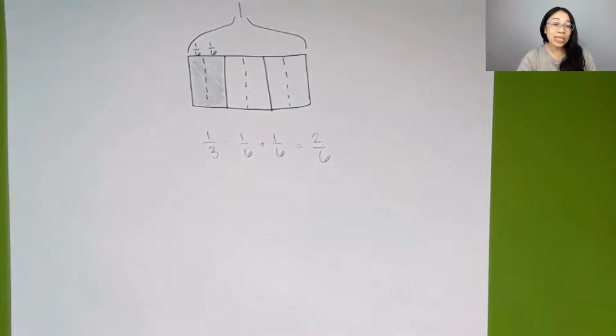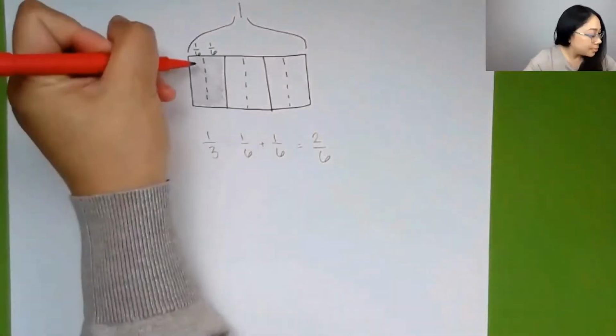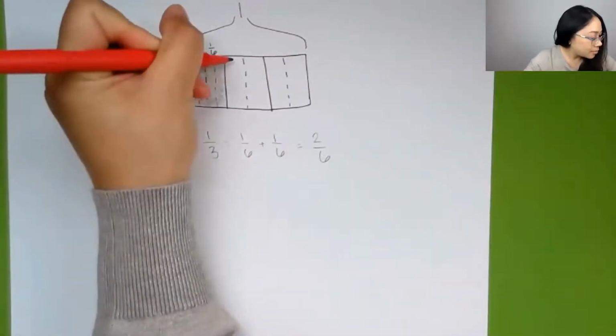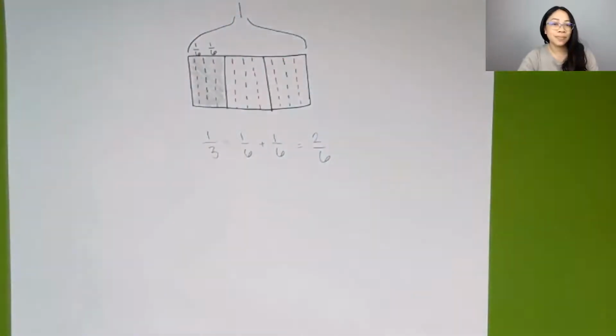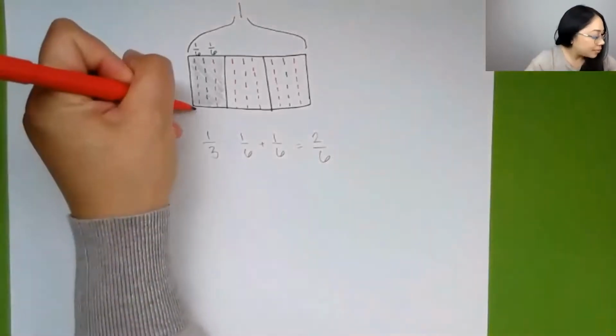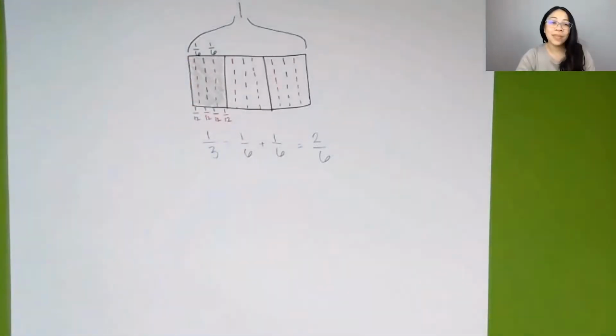Let's decompose each 6th into 2 equal parts. How many parts are in 1 now? 12 parts. What fractional part of 1 does each piece represent? Each piece represents 1/12. How many 12ths equal 1/6?